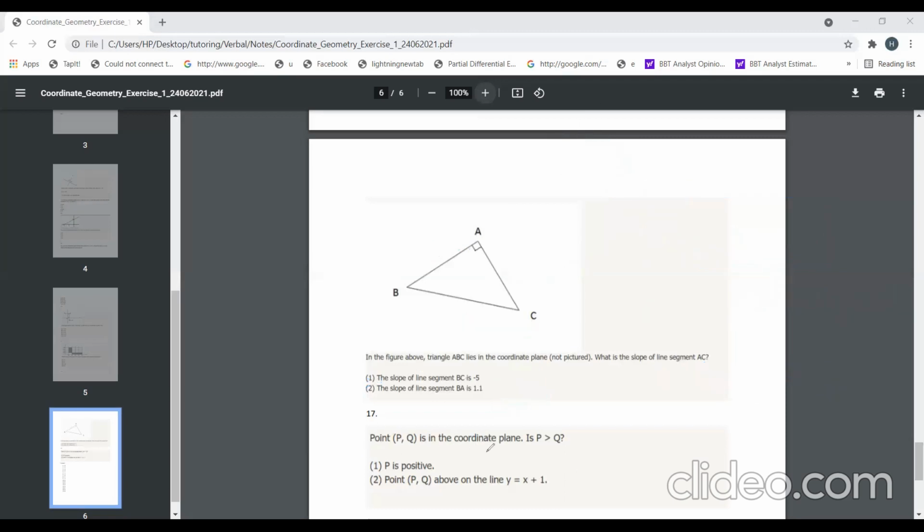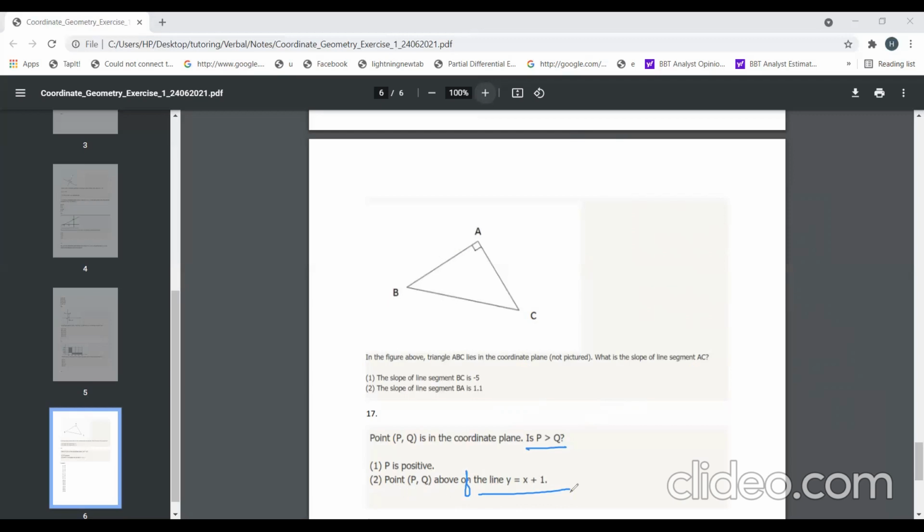17. Point PQ is in the coordinate plane. Is P greater than Q? What is the information given in one? P is positive. I don't know. It's not providing us anything meaningful at this point. The second says point PQ is above the line y is equal to x plus 1.